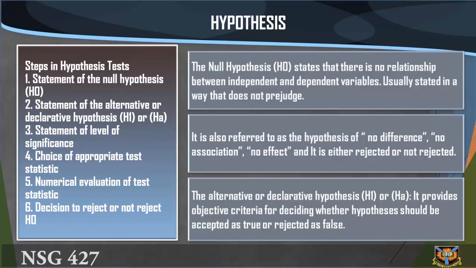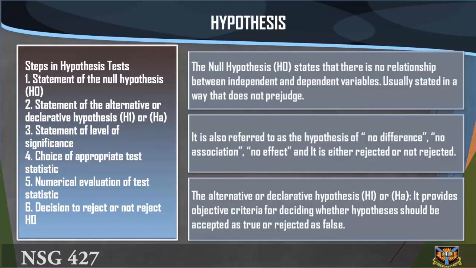Numerical evaluation of test statistic. 6. Decision to reject or not reject (H0). The null hypothesis (H0) states that there is no relationship between independent and dependent variables. It is the hypothesis to be tested and is usually stated in a way that does not prejudge.